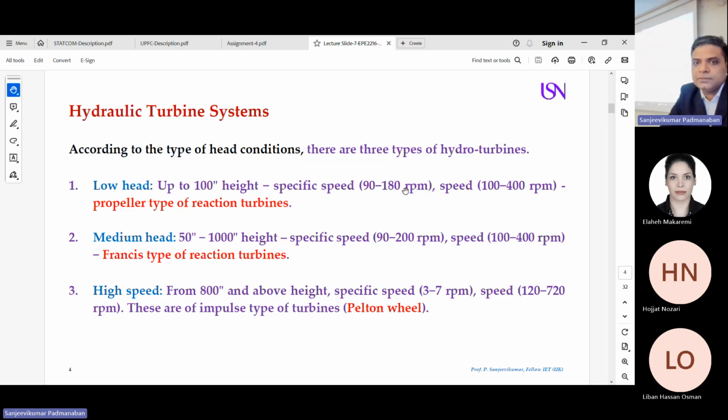So it varies in the range. These ranges, you can have a variation. And what type of propeller is used is a reaction turbine, one type. For the medium head, which is between 50 to 1000 height, the speed varies from 90 to 200 RPM in case of 50. In case of 1000, it can go up to 100 to 400 RPM.